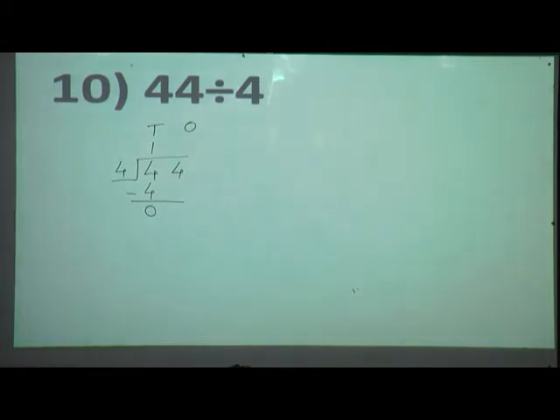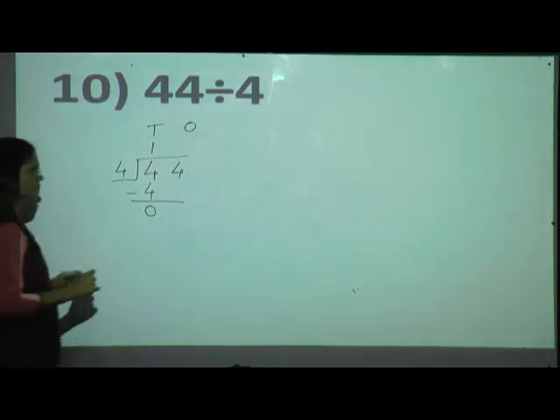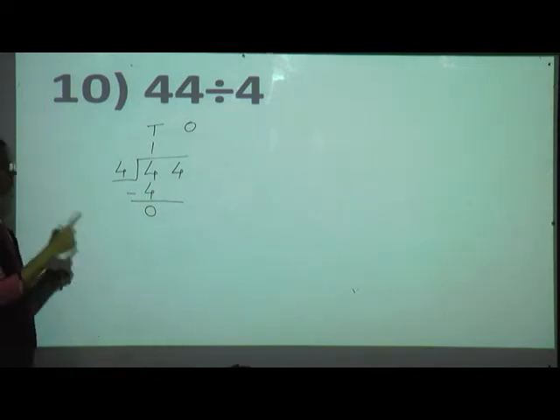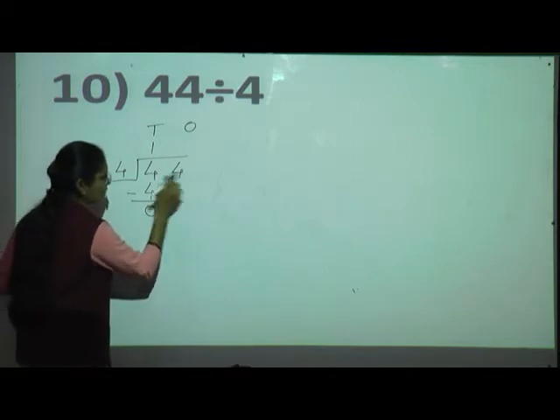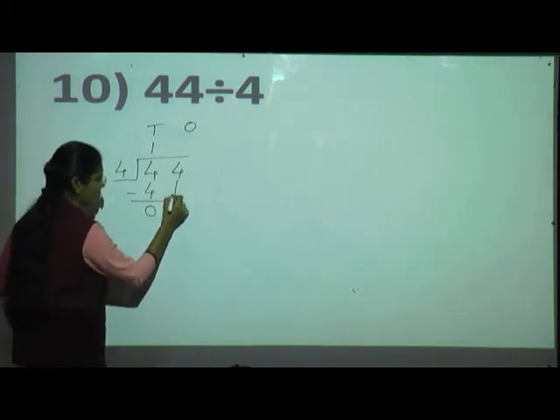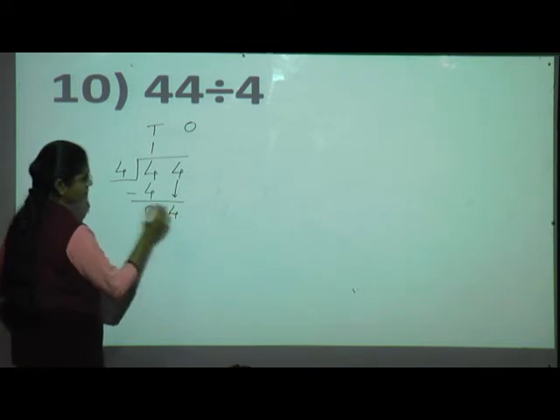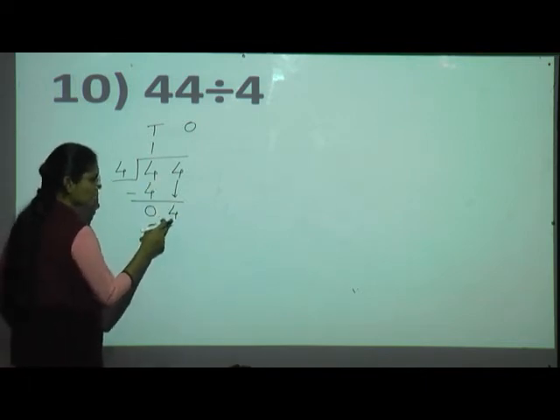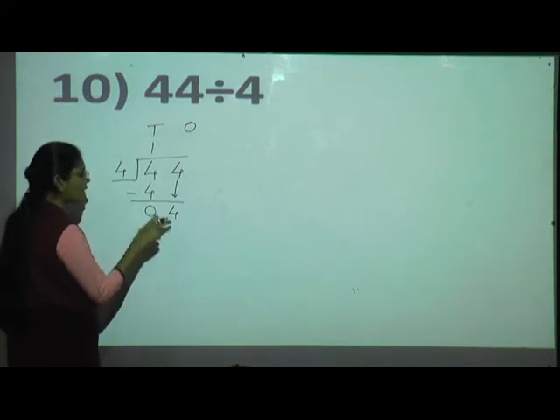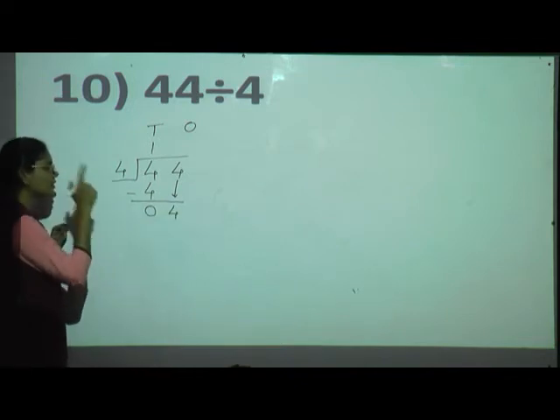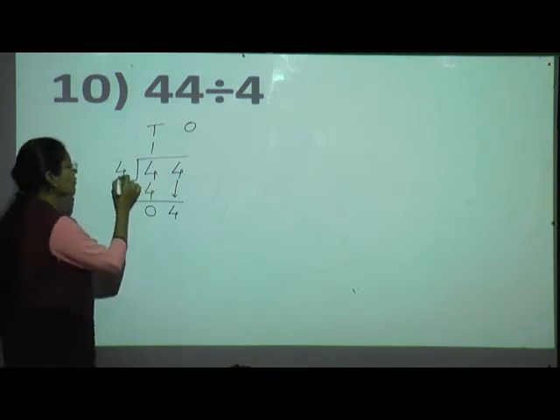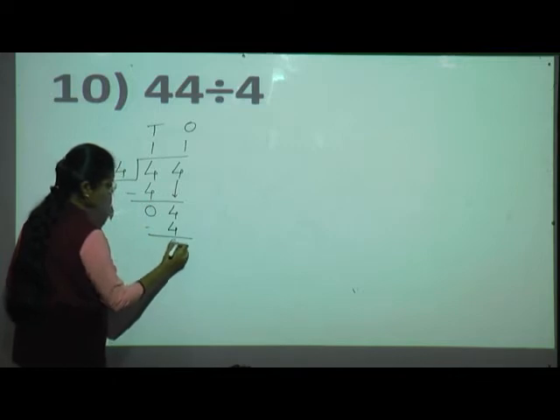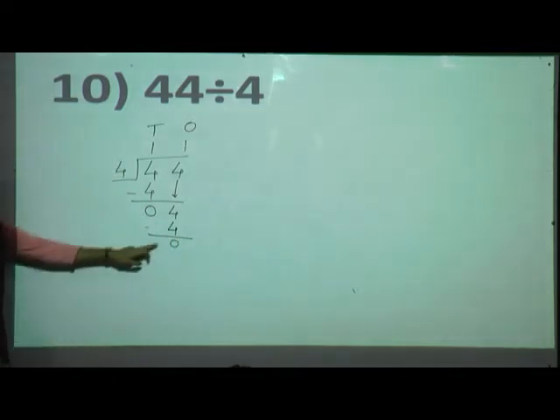Okay. Now we'll move to the second step. What is the second step? Yes, in the second step, whatever number is there at ones place, that we have to take down. So here we will take this 4 down. So here you have to write 4. Okay. Again in the 4, how many 4s are there? Only 1 4 is there. So what we will write? 4 ones are 4. And then 4 minus 4, 0.